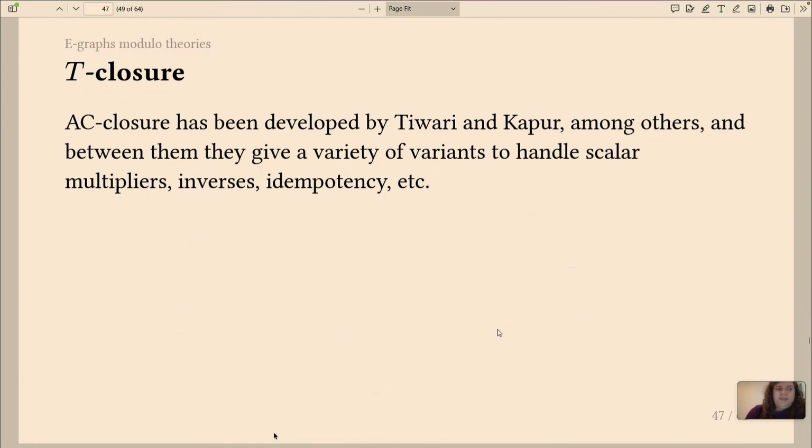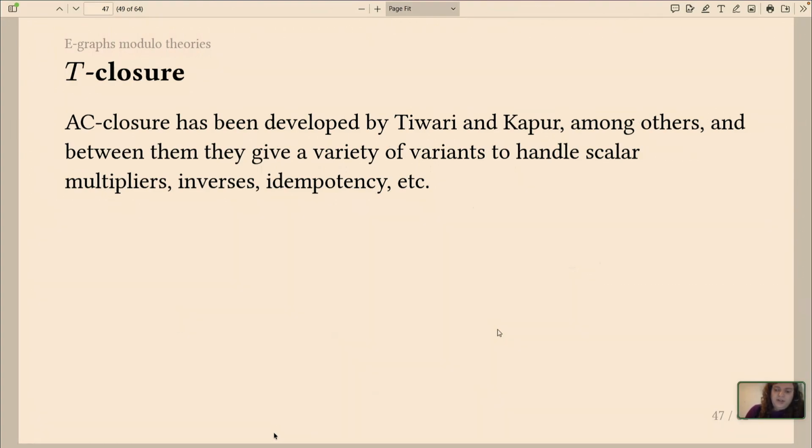Indeed, this basic idea of AC closure already goes back to the rewriting literature by, among others, Tiwari and Kapur, who have given some variants of this. So this particular thing is not new. It's more the application of this idea to the eGraph world, and in particular, I want to point out that this closure, AC closure or ACI closure, or whatever you want to do, is fundamental to solving the problem in a complete way. Otherwise, you're missing some of the power or some of the consequences of the theory you're trying to work with.